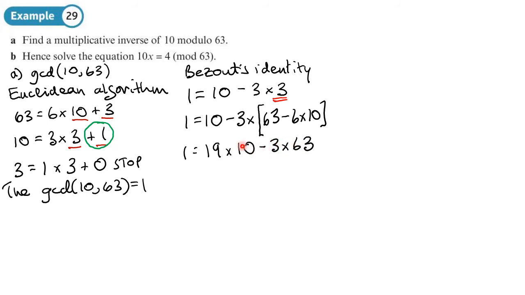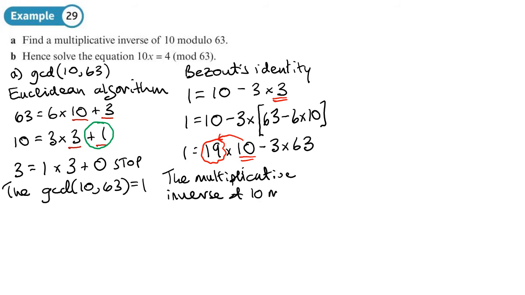And the multiplicative inverse is the number in front of a. Now a is this number here. So you're looking for this part, looking for the 10. And the number in front of it is the multiplicative inverse there, which is 19. So we'll just write down the multiplicative inverse of 10 modulo 63 is 19. So that's going to help us with part B when we want to solve this equation here.